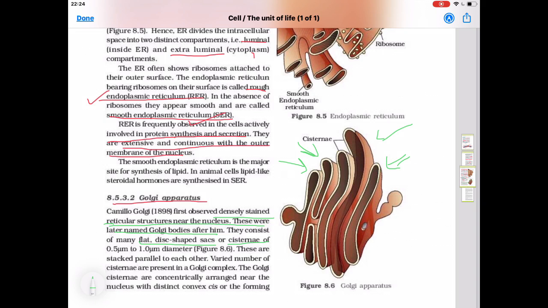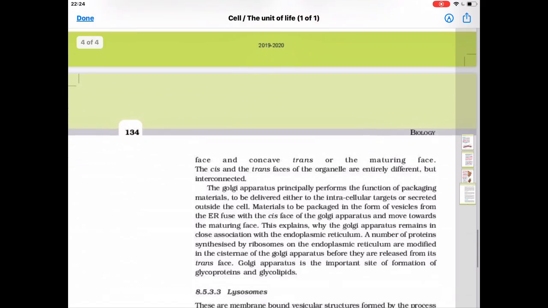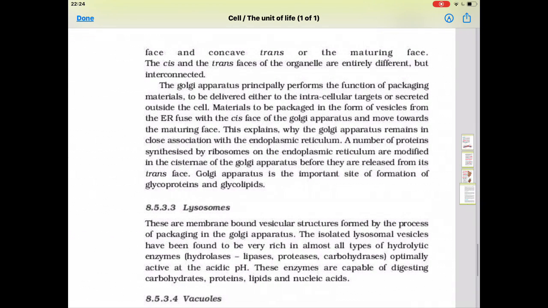The Golgi cisternae are concentrically arranged. They are arranged in such a manner that the convex side is near the nucleus. This side is also known as cis or the forming face, and the concave side, also known as trans or the maturing face, is away from the nucleus. The cis and the trans faces of the organelle are entirely different, but they are interconnected with each other.